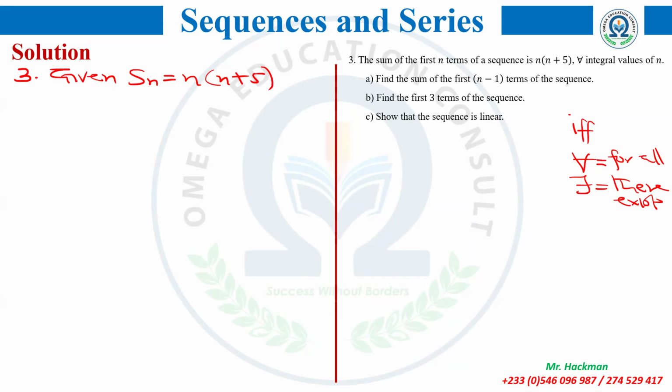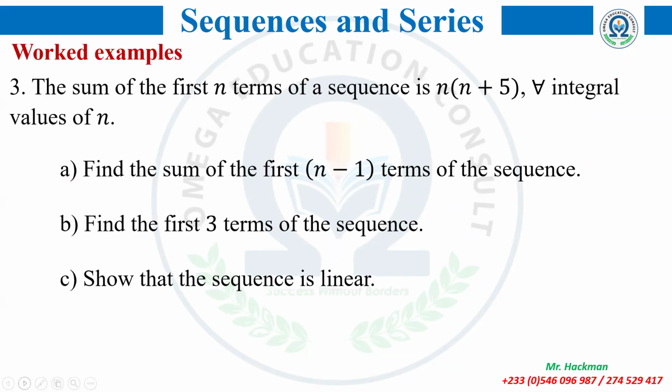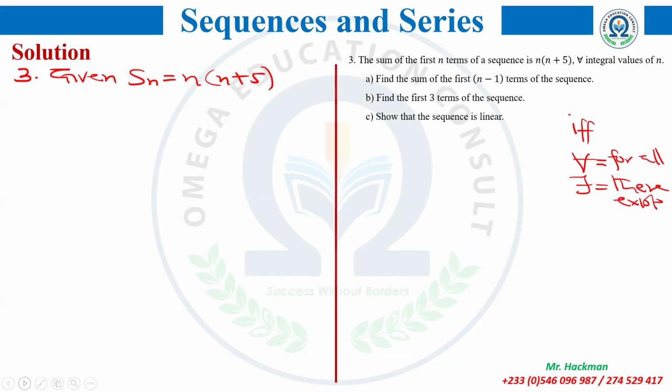Okay, so this question is the same as question 2. Let's go back and see. Only that question 2 here is the expanded version of question 3. Can you see that? So this is the factorized version of question 2, and question 2 is the expanded version of question 3. Is my point well made?